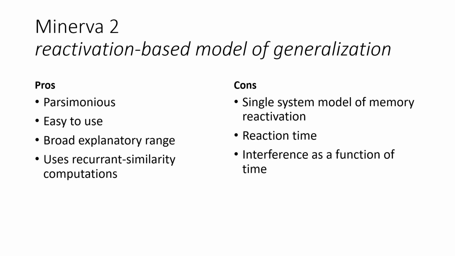On the disadvantages, it is a single system model of memory reactivation, so it doesn't have a separate store for semantic memories and episodic memories, which might have different replay dynamics. It is somewhat of a hassle to use it for modeling reaction time, and it also has difficulties with accounting for temporal regularities, although it can be shoehorned in. But for models that have a more detailed view on interference, this could provide a crucial limitation.